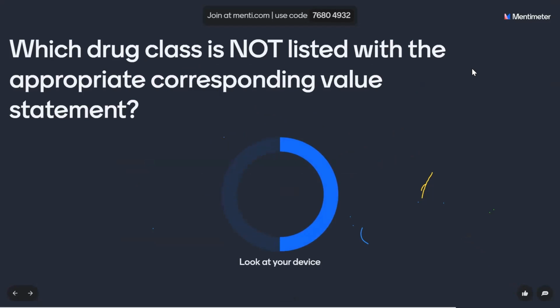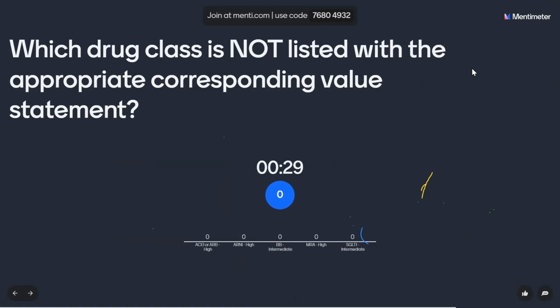Which drug class is not listed with the appropriate corresponding value statement? In the last issue of the guidelines, they gave value statements, meaning how affordable the medication was for the benefit that it delivered. So they said ACE inhibitors and ARBs were high value, ARNIs high value, beta blockers intermediate value, MRAs high value, SGLT2 inhibitors intermediate value. Which one of those is wrong?